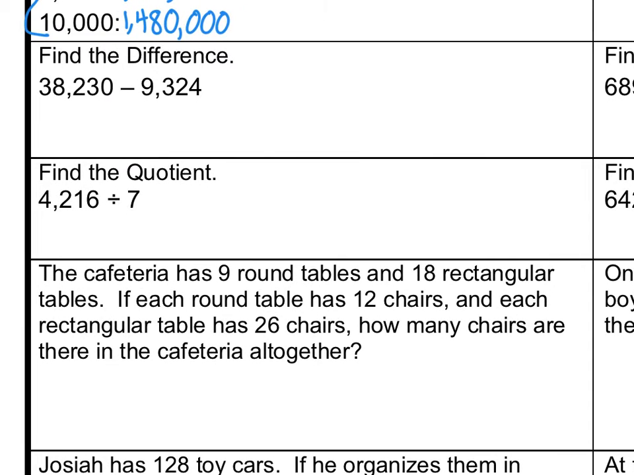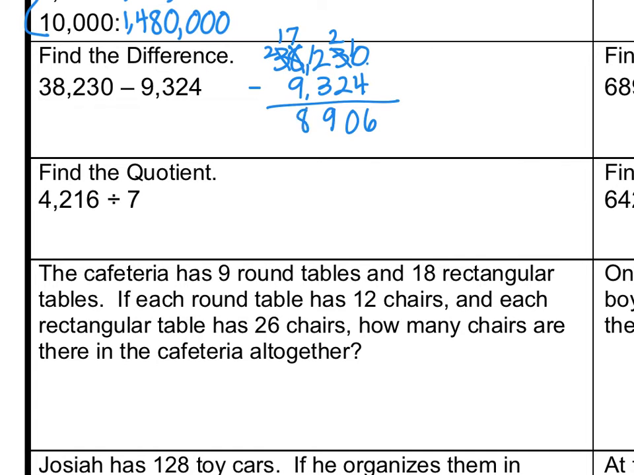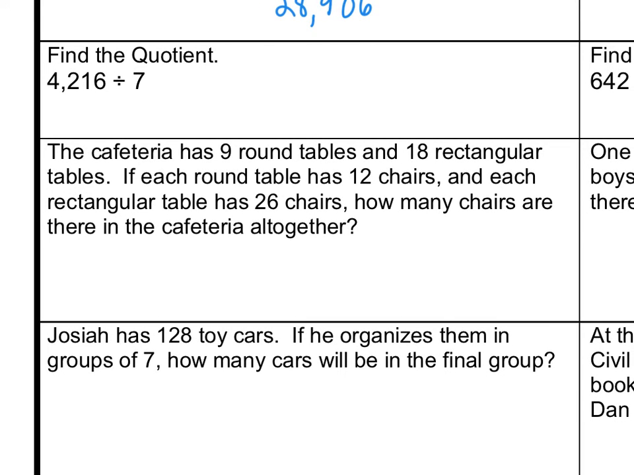All right, find the difference. 38,230 minus 9,324. Now 0 ones, take away 4 ones, no can do. Let's borrow. 10 minus 4 is 6. 2 minus 2 is 0. 2 minus 3 in the hundreds place. Can't do that. Let's borrow. 12 minus 3 is 9. 7 minus 9. Can't do that. Let's borrow. 17 minus 9 is 8. And bring down your 2. Final answer, 28,906.